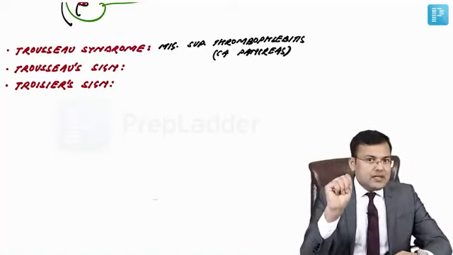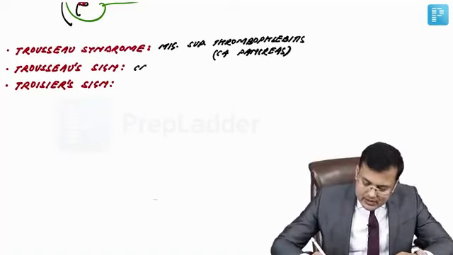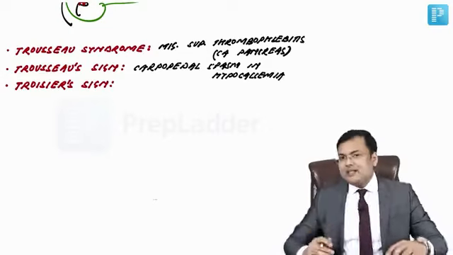What is Trousseau sign? This is carpopedal spasm in hypocalcemia. So Trousseau sign, this is carpopedal spasm in hypocalcemia. Clear?